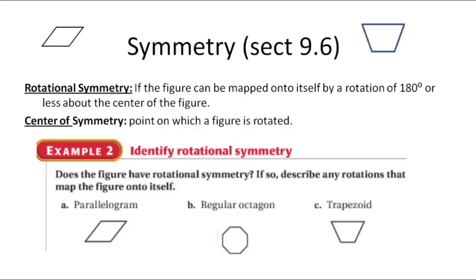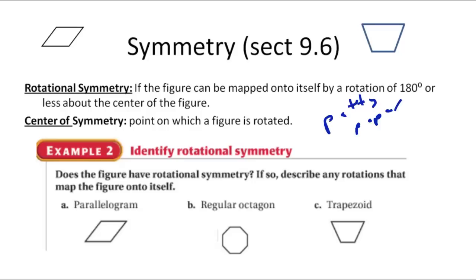So when it says center of symmetry right here, it's the point the figure is rotated about. It does not have to be the center point, but that's what we're going to look at. We're going to look at it being rotated about the center. Now in class, we're going to give you some stuff called patty paper. So if you want to use your patty paper, it might help you.